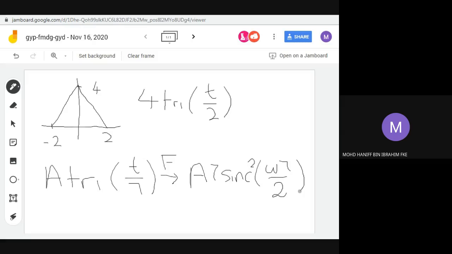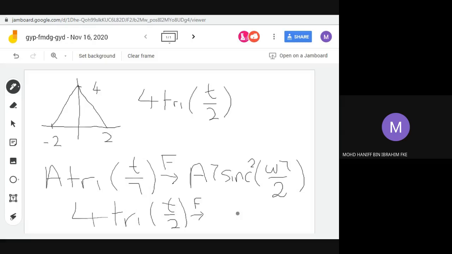Okay, so that should be the case. So when we have, this is from the table, what I'm going to do now is have the Fourier transform for this signal. So if we have 4 triangular t divided by 2, what am I going to have then? I can simply substitute the values of 4 and 2, which are A and tau respectively, into this equation.